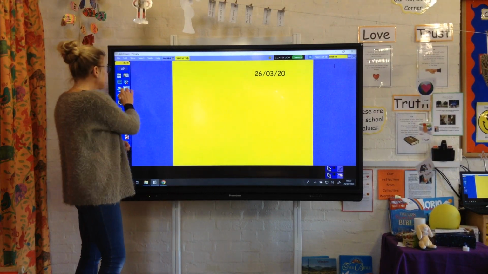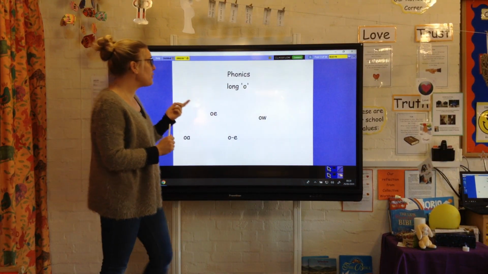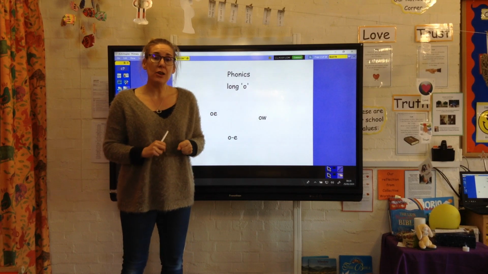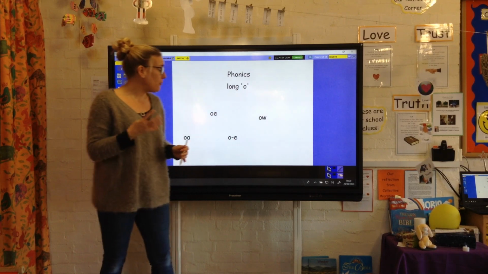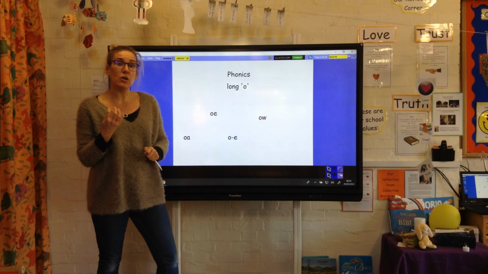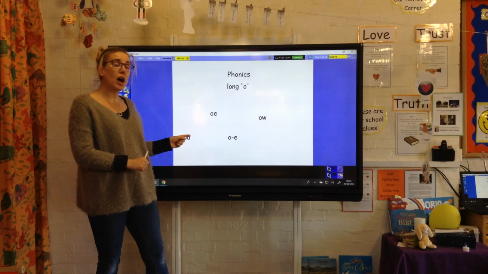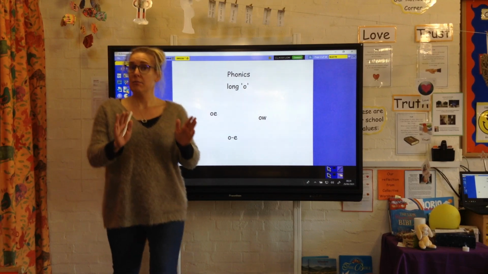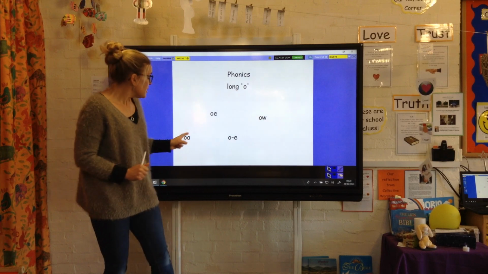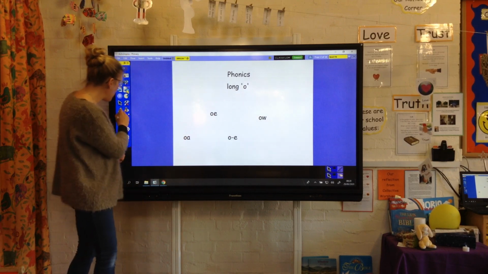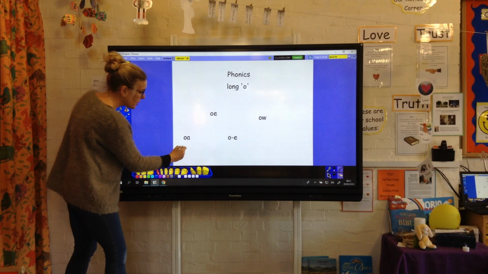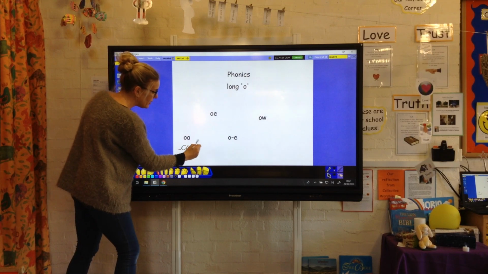So today, what we're practicing in our phonics, we're thinking about that long O sound, and there are 4 ways that we learn of spelling that long O sound. So we have the OA, which comes in the middle of the word. So we've got the OA, and that's in words like coat. You've got the OA in the middle.